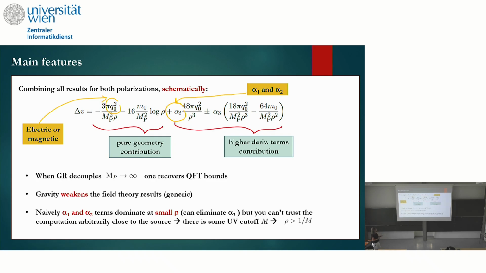Then you need to talk about cutoffs. Naively, if you look at this expression, the first thing that might pop into your head is to say, well, this term will dominate when the impact parameter rho is very small. So maybe I can just look very close to the shock wave. But there will be some UV cutoff after which you can't trust the calculation anymore. So that will set a minimum length for this rho. So you can't just make that argument to say there's some regime where you can prove that these guys have to be positive.